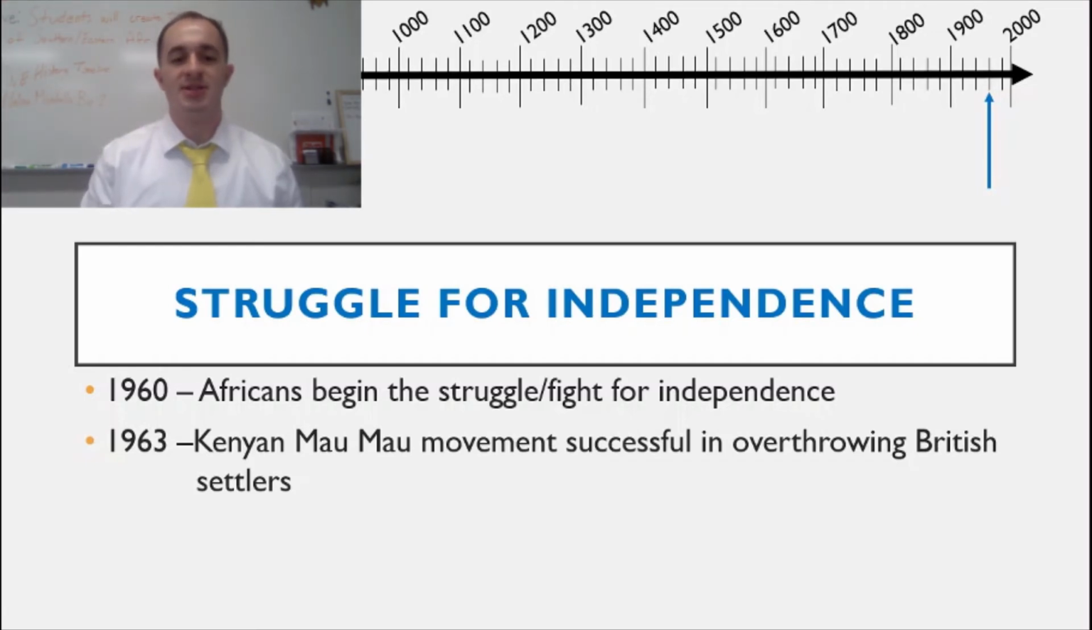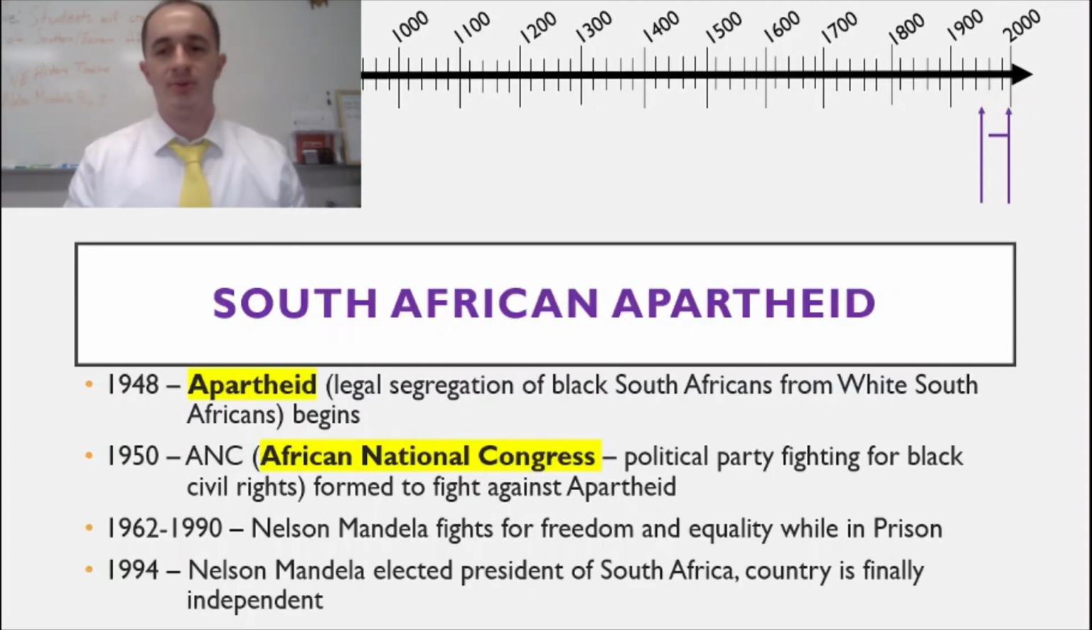So in 1960, we can see Africans begin the struggle/fight for independence. I put struggle and fight because the struggle was them trying to develop something from the ground up, while the fight was them fighting back against the settlers in the area. In 1963, we can see the Kenyan Mau Mau movement successful in overthrowing British settlers. So that is our struggle for independence.